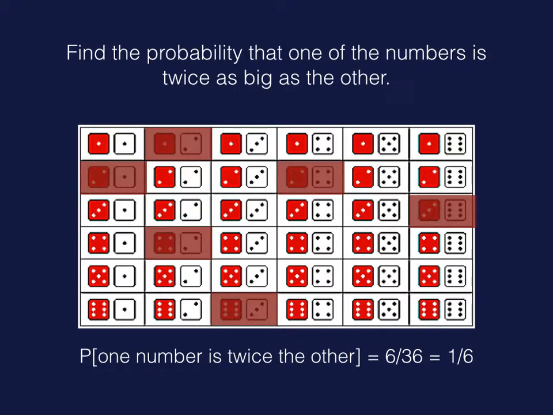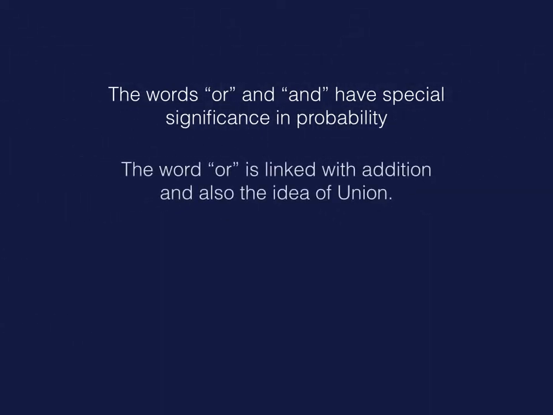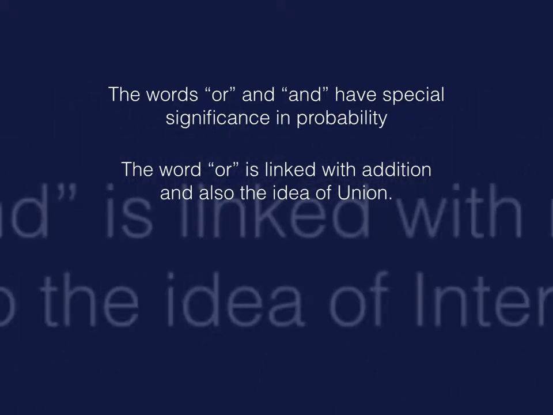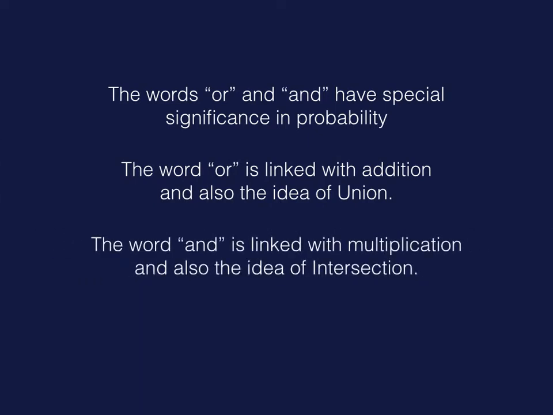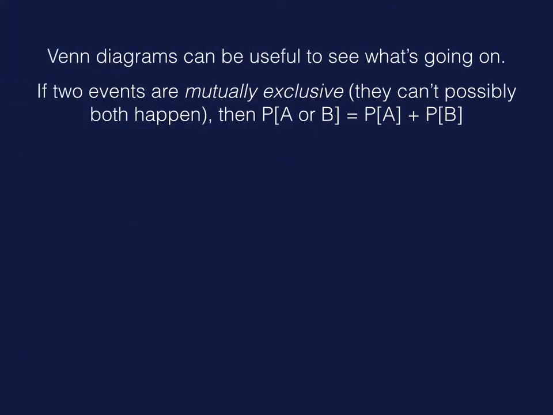Okay, next big idea I want to go over is the words and or, because they are definitely important in probability. So or is definitely linked with addition, and when you think of Venn diagrams, we're thinking of unions, whereas and is linked with multiplication, and in Venn diagrams we have the idea of intersection. Okay, so let's actually draw some Venn diagrams and see what's going on.